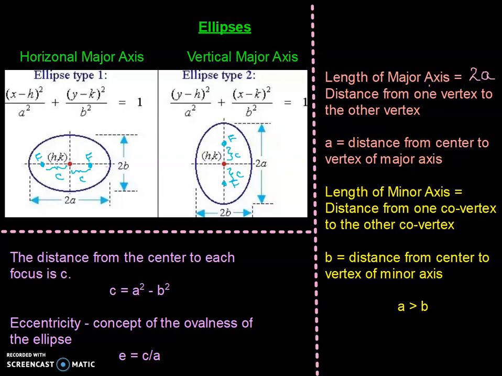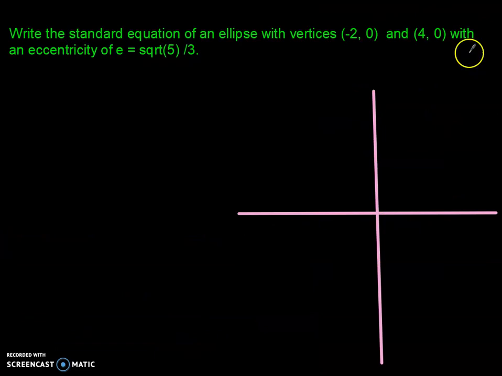Whereas the minor axis has a length of 2b. And since b is from the center to the co-vertex, that would be half of the minor axis. And also in an ellipse, a is always greater than b. Last thing to put down in your notes is the eccentricity, which is the concept of the ovalness of the ellipse. It's notated by the formula e equals c over a. And from here, we're going to apply all of this content to a problem.